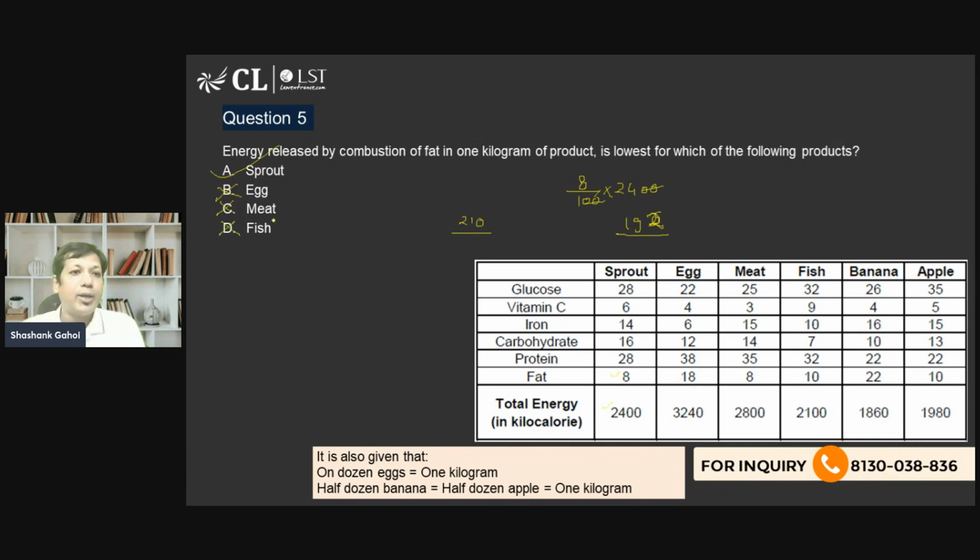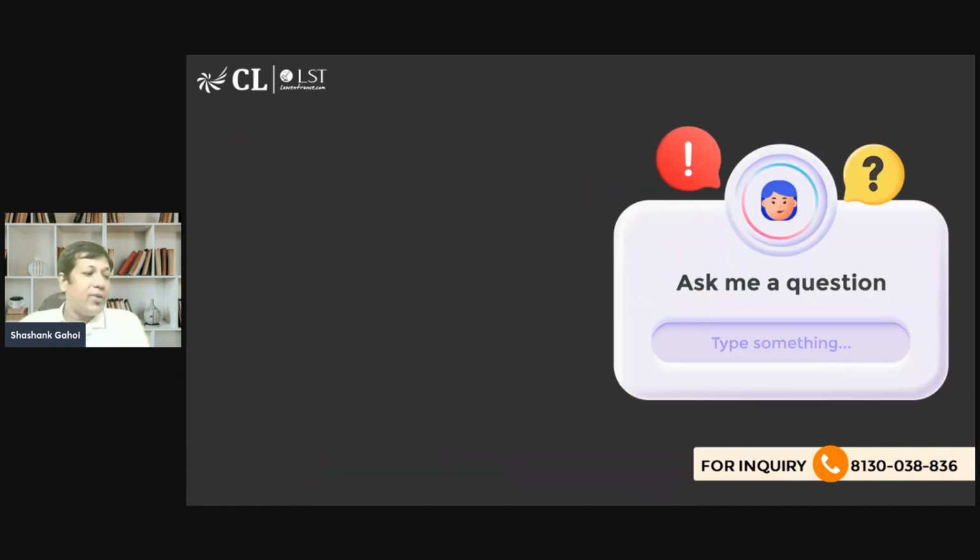Not all the values need to be calculated. Just look at the question, look at the options, and try to solve accordingly. You don't have to calculate for banana or apple, definitely. And with this, we conclude this session.